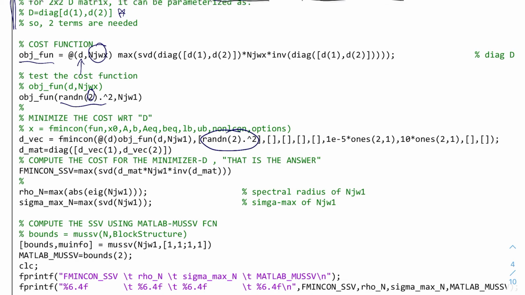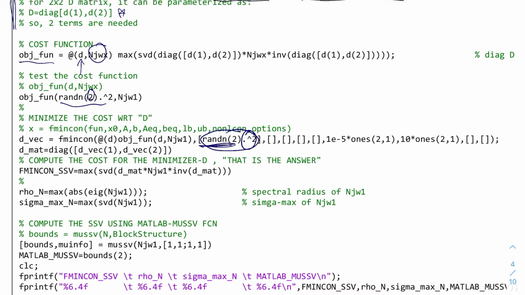And again, the starting point is just from a random, and I'm squaring it to obtain an element-wise square operation, just to have positive numbers, right? Because randn can give negative numbers. Yeah, I just wanted to make sure of that.